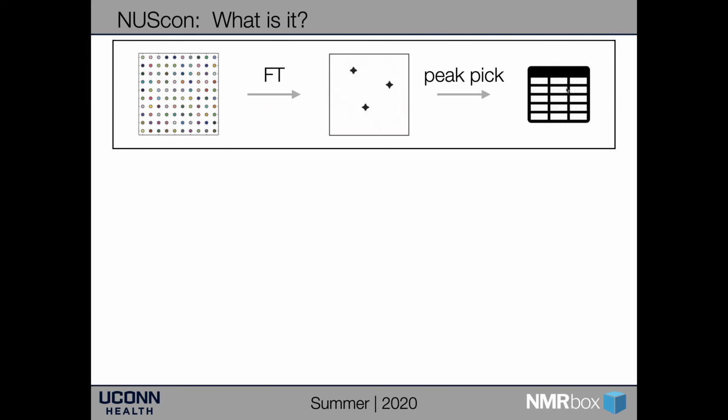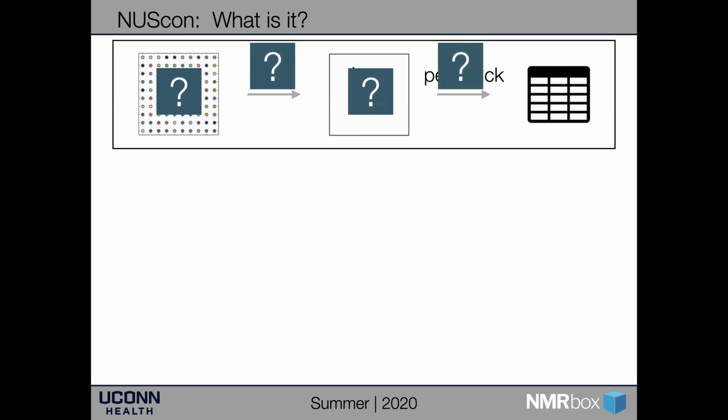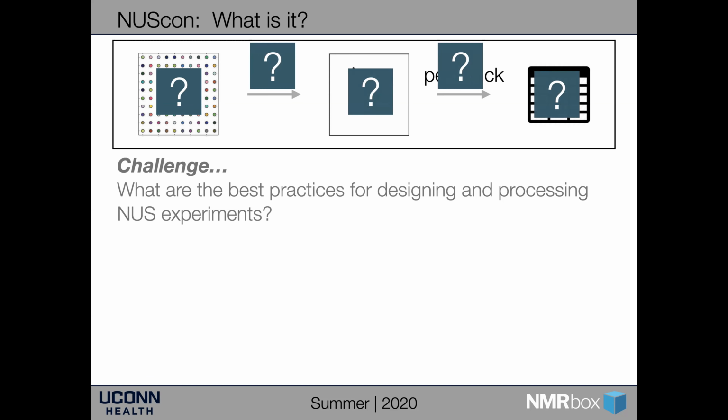When it comes to non-uniform sampling, well, first you have to select which FIDs you are going to collect and which ones you are going to skip. Then with your sparse data, you have to choose a sample reconstruction algorithm. Then once you get your resulting spectra, that's going to have certain nonlinearities in it, and you have to figure out how to interpret the peaks and peak shapes that you see. Peak picking becomes a challenge. And then of course, with your resulting peak table, you have to figure out the best way to interpret those results. So the overall challenge here is really what are the best practices for designing and processing NUS experiments.